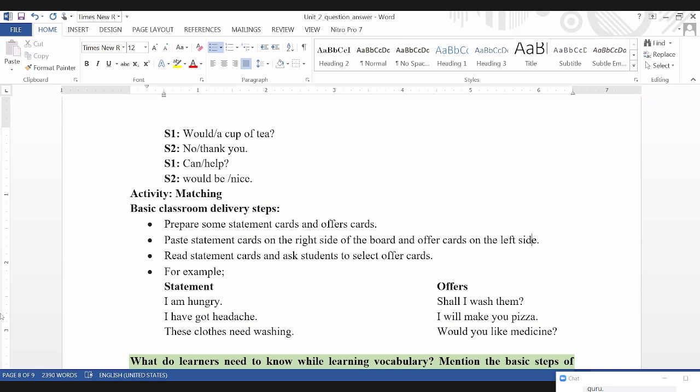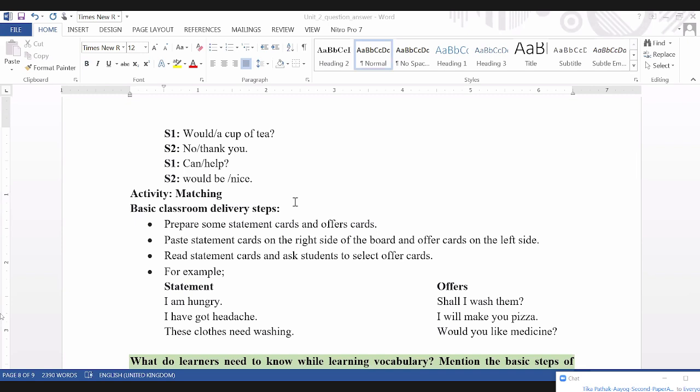Read the statement cards and ask students to select offer cards. For example, the statement card is I'm hungry, and offers can be: Shall I make you pizza? I will make you pizza. Okay, this is an offer. If you are feeling hungry, I will bring or make some pizza for you. Do you like momo? This kind of offering we can do. I have got a headache. Then would you like medicine? I will give you. These clothes need washing. Shall I wash them? This is the offering we can use with the students.